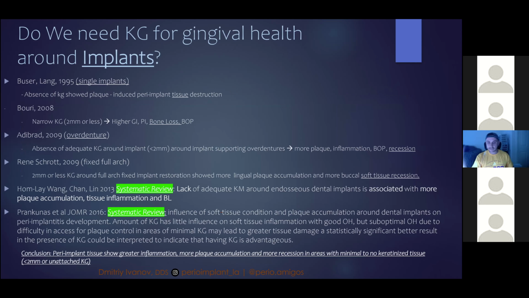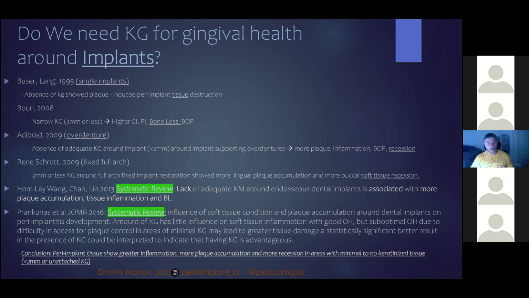And the same thing with the studies. Studies do concur that when we have less than 2 millimeters of keratinized attached gingiva, even though you have a limited zone of KG, you do have more problems like bone loss and higher gingival index. So inflammation is more, plaque is more, bleeding on probing is more, deeper pockets. And if you look at systematic reviews, they agree that having more keratinized gingiva is very, very important for maintenance of implants long term. So KG that's very attached is important.